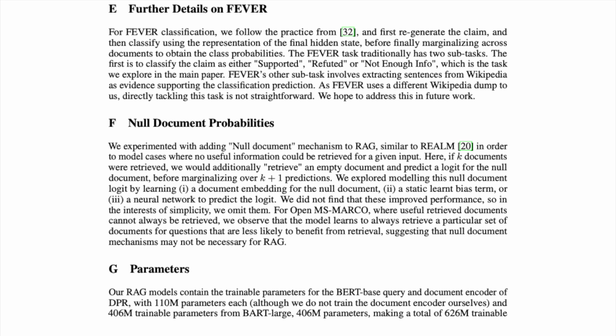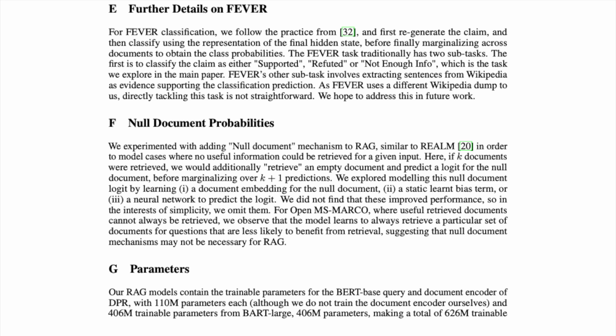Null document probabilities. We experimented with adding a null document mechanism to RAG, similar to REALM, in order to model cases where no useful information could be retrieved for a given input. Here, if K documents were retrieved, we would additionally retrieve an empty document and predict a logit for the null document before marginalizing over K+1 predictions.